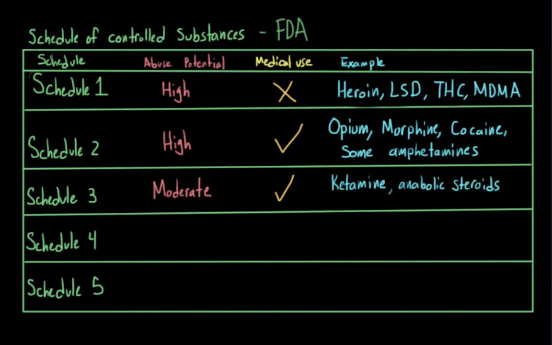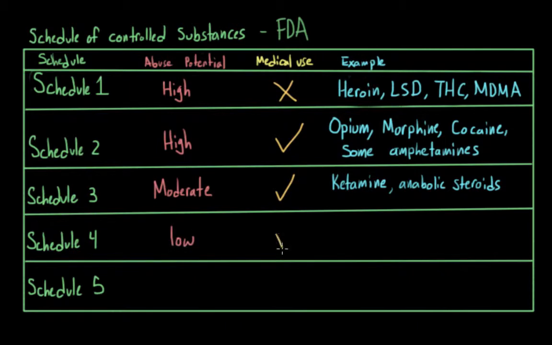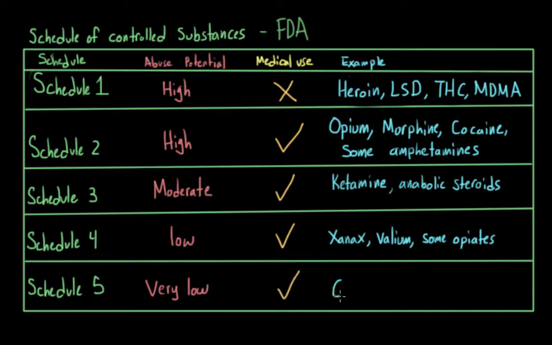Schedule 4 drugs are drugs that have a low potential for abuse and also have accepted medical uses. This schedule also includes a number of barbiturates and benzodiazepines, things like Xanax and Valium, as well as some opiates like Tramadol. Schedule 5 drugs are drugs that have the lowest potential for abuse and are available with a prescription. This schedule includes things like cough suppressants, which can contain a limited amount of other scheduled substances, like cough suppressants that might contain small amounts of codeine.